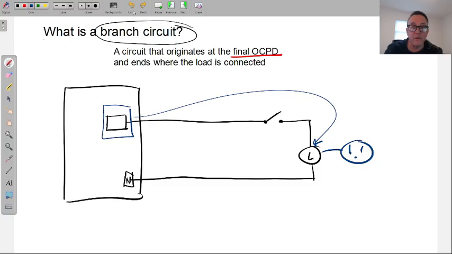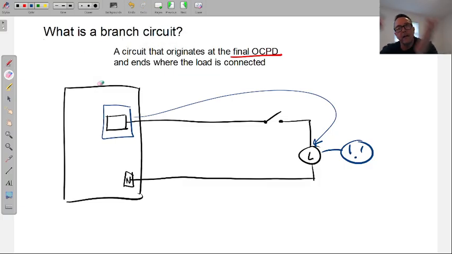Now, if we're talking about machines, power usually just goes into the machine, like wires just go into the machine and get terminated in there. Terminated means you land those wires on a terminal block inside the machinery. So there are all kinds of different ways in which wires end up at a load. That's why I described it like that, where the load is connected.